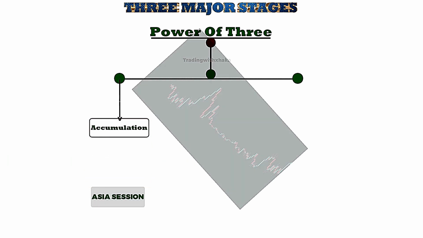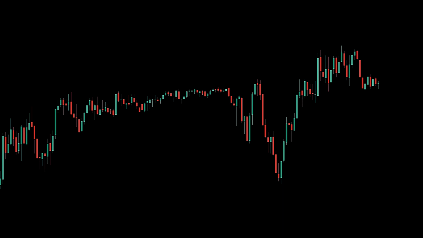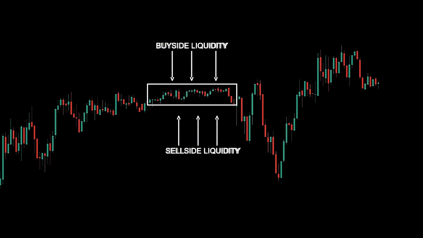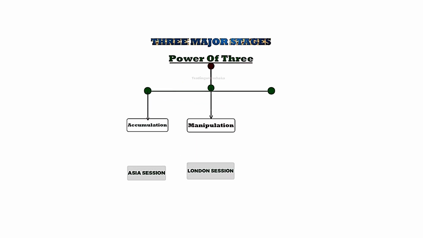Accumulation phase, that is the Asian session. Look at the example. That's when price will be in a range, forming sell side and buy side liquidity in the old highs and lows. That's where our sell side and buy side liquidity normally stays in the Asian session.